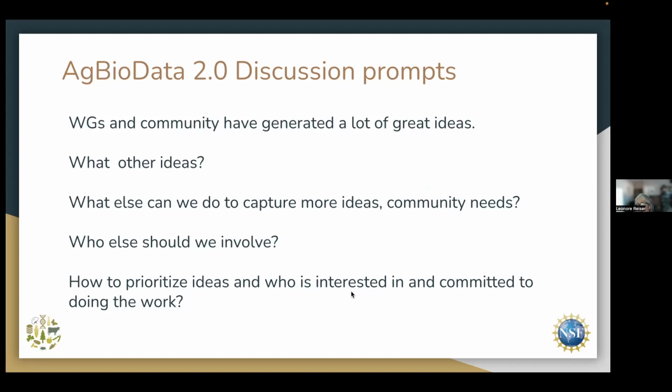And then, of course, how do we prioritize these ideas and identify people who are not just interested in, but committed to doing the work? All of this is going to take a commitment by people to make this happen. So we need folks who are ready to raise their hands and say, yes, I want to take charge and lead this. I hope that's enough fodder for thought to begin this discussion. So does anybody want to raise a hand and throw out some ideas?